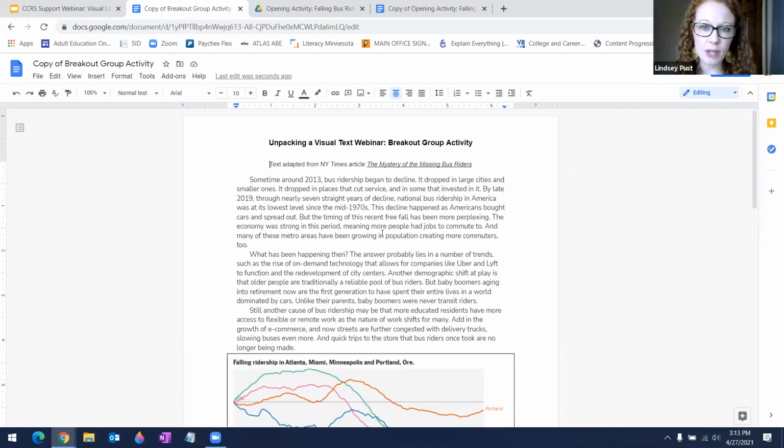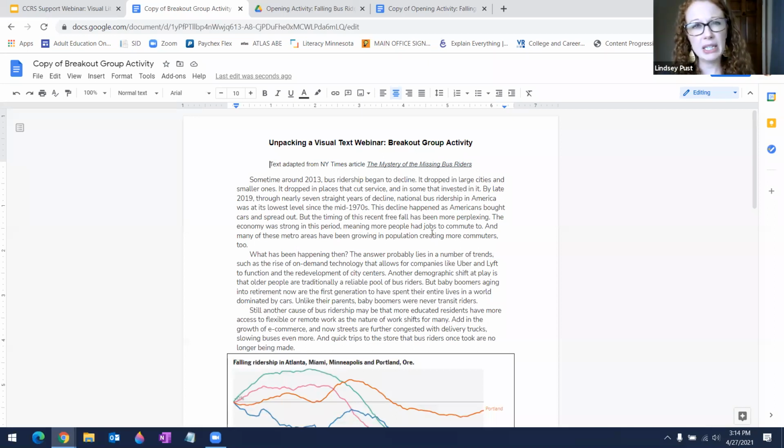So this is the document that you will open up. Again, it is a link that will force you to make a copy so that you will have your own. If you edit it, no one else will see it, so you can make changes.